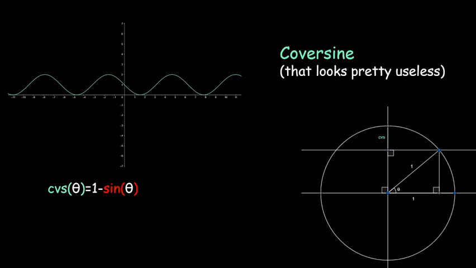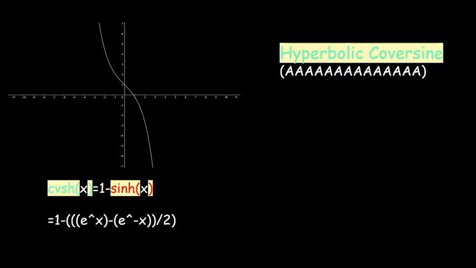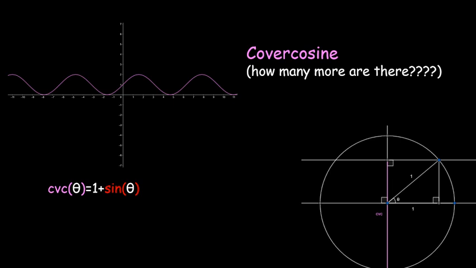The coversine, yeah, this is where we swap them. 1 minus the sine, not very interesting. Then we have the hyperbolic coversine. 1 minus hyperbolic sine, more Euler's number. The covercosine. Yeah, there's a lot of these guys. We have 1 plus the sine.